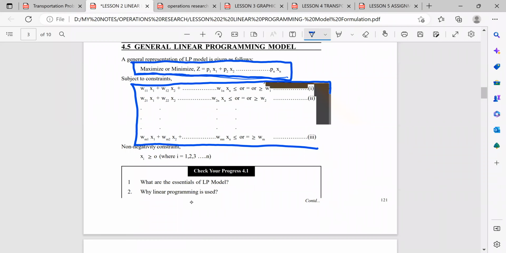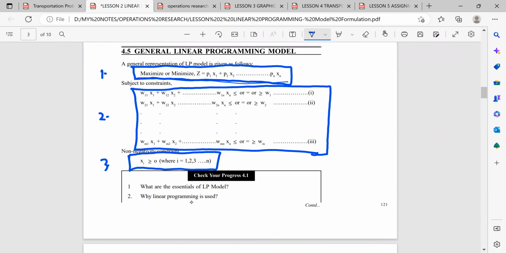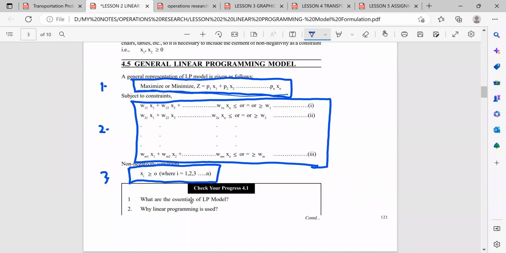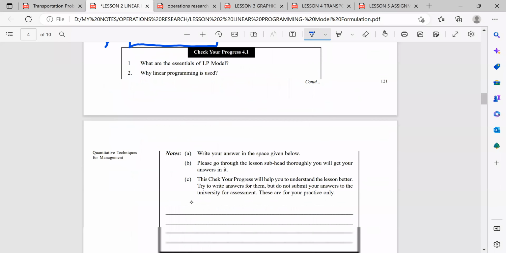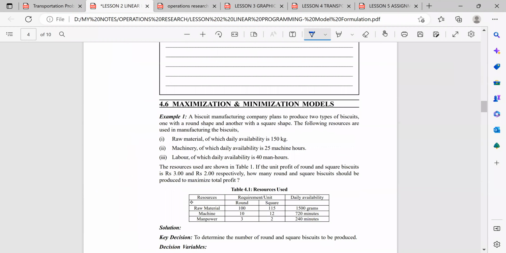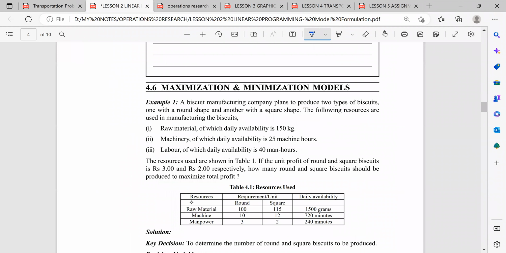So you are working within that set of resources. So that's the second part. This was the objective, then the set of constraints, then the non-negativity constraint, the last part. So as you come up with a model, you need to always confirm that those 3 parts are there. And of course, before you do that, you need to define your decision variables in every case. So let's see if we have an example like this one. You're told a biscuit manufacturing company plans to produce two types of biscuits, one with the round shape, another one with a square shape.